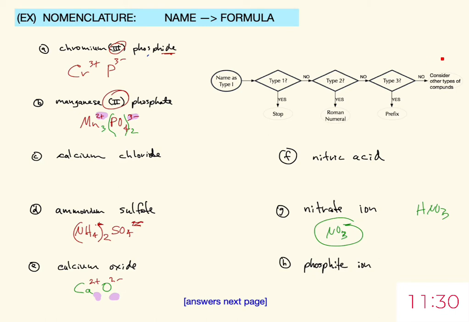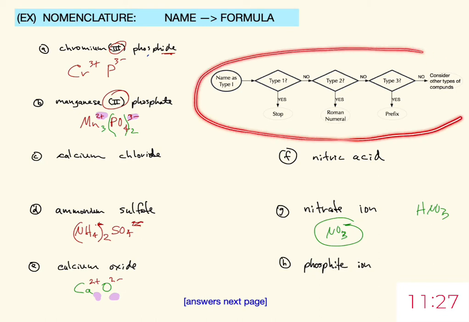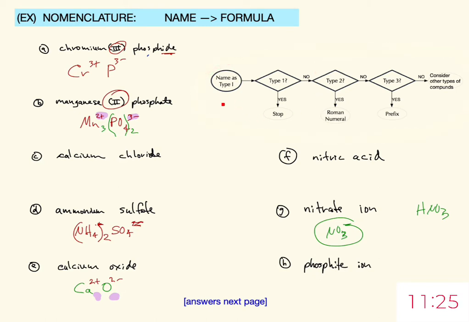Okay, some more practicing nomenclature. I made a grid to help you through. The way I work nomenclature is I name everything as a type 1. If it's a type 1, I stop. If it's not a type 1, I then look to see if it's a type 2. If it is, I add a Roman numeral. If it's not a type 2, I go to type 3. And if it is a type 3, I add a prefix. If it's not, I then look at some of those other quadrants. See? It's either a type 1, or a type 1 plus a Roman numeral, or a type 1 plus a prefix. That'll get me by most of the time. Really neat little trick.